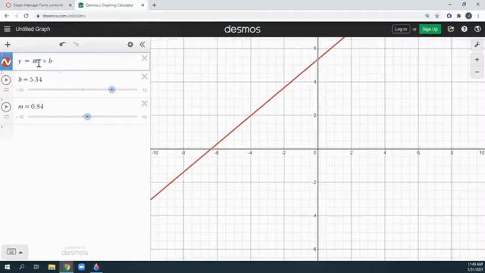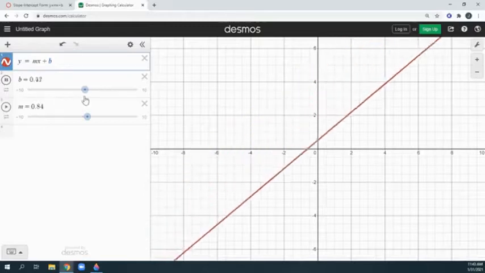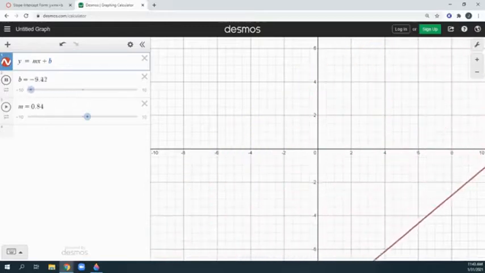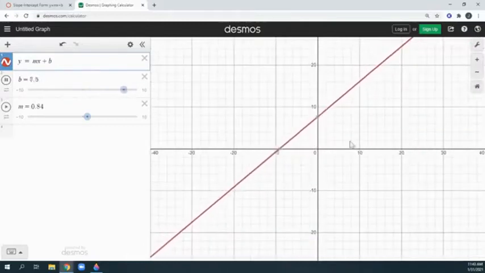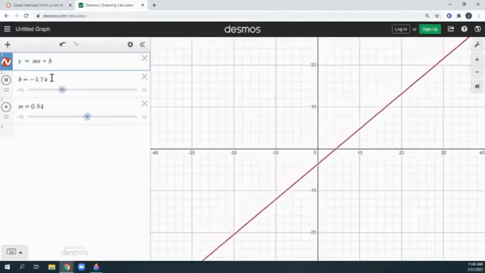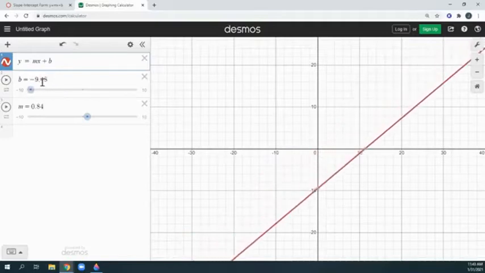All right, y equals mx plus b has m, which represents our slope, our rate of change, and b, which represents our y-axis, or the y-intercept. So notice, if I push this, b, as it goes down, the line moves down. As b goes up, the line goes up. It's going between negative 10 and 10. Notice if I pause at negative 9.48, this line crosses the y-axis at negative 9.48. That's all that b does in this format.